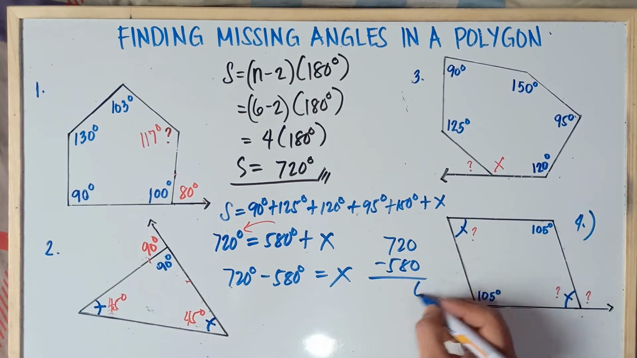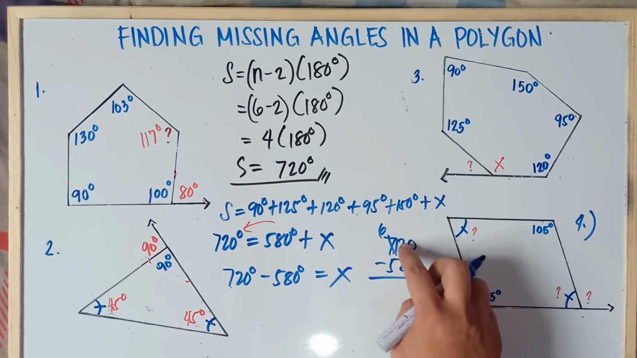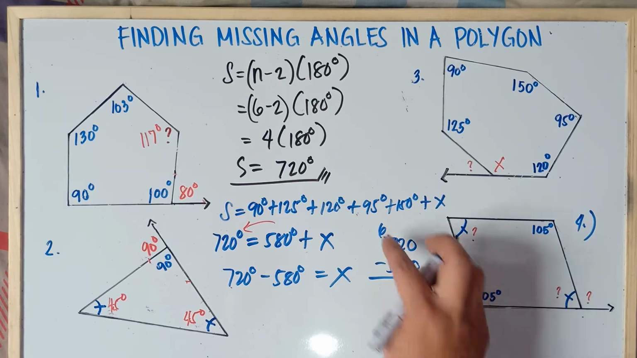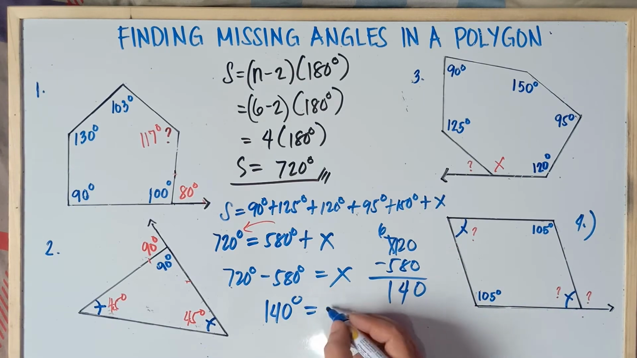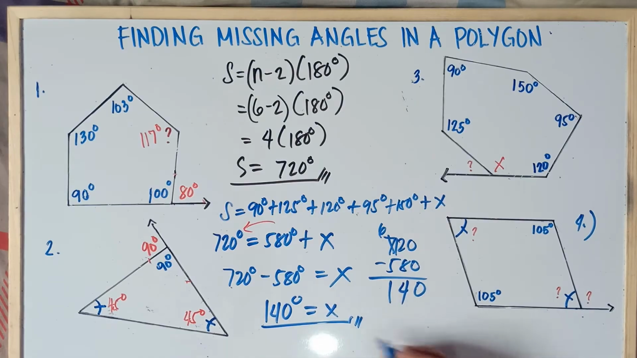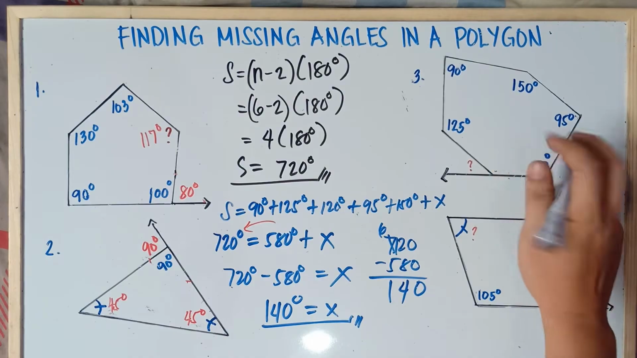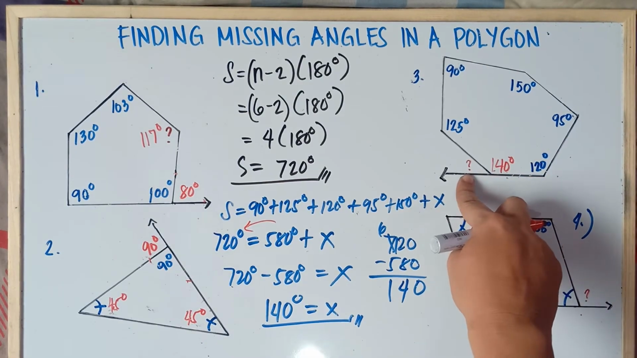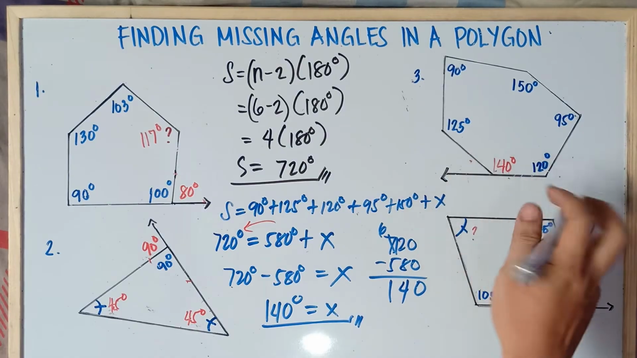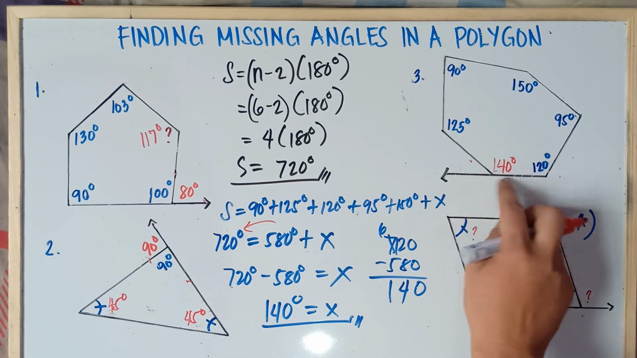Alright, so 720 minus 580. So 0 minus 0 is 0. 2 minus 8, that cannot be. We borrow 1. This becomes 6. This becomes 12. 12 minus 8 is 4. 6 minus 5 is 1. 140 degrees equals x. All set, class. Alright, so this is 140 degrees. Now question, can we find this angle? Yep, we can find this angle because we know that this is a straight angle, and a straight angle is always 180 degrees.